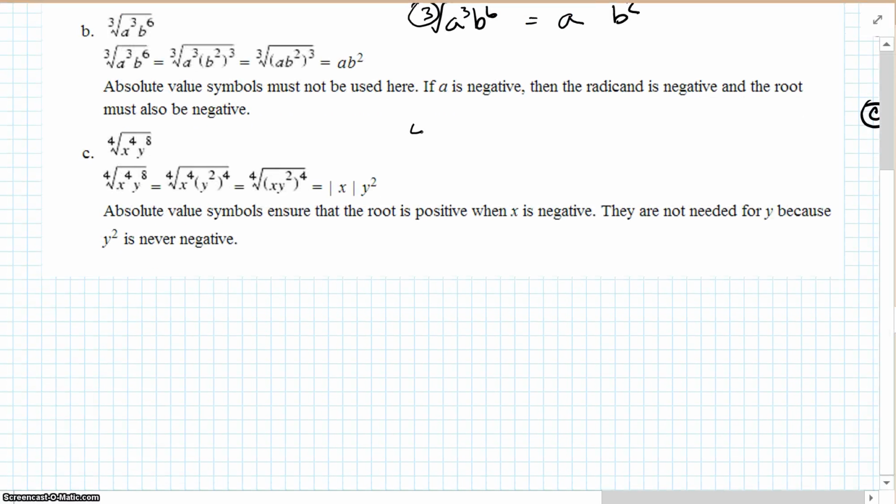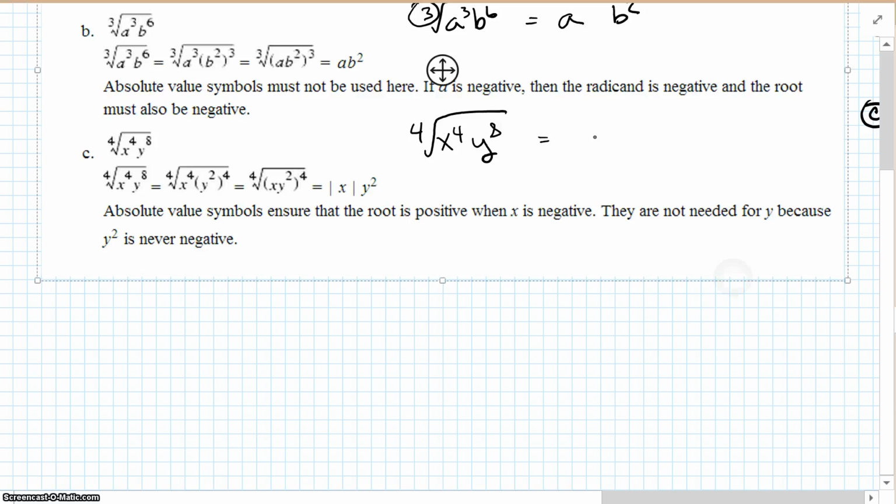Okay, now we get the fourth root, so it's an even index, so we may be using absolute value signs. X to the fourth, y to the 8th. Well, the index goes in the exponent, 4 goes into 4 one time, so there's an x. 4 goes into 8 two times, y squared. Well, the index is even, so if I have odd exponents of a variable, I need to use absolute value signs, so I would use absolute value signs around the x.